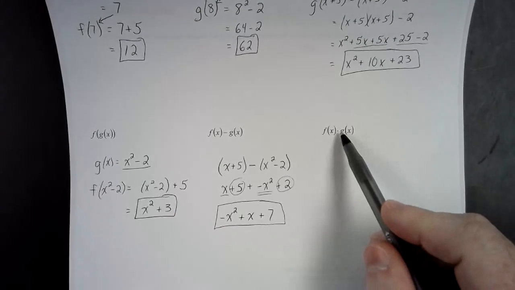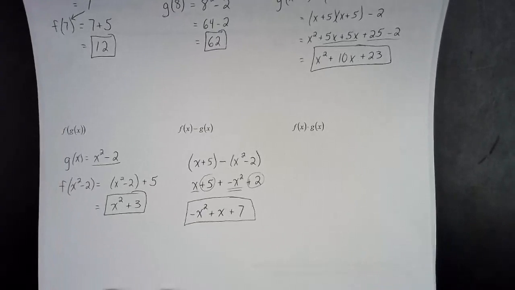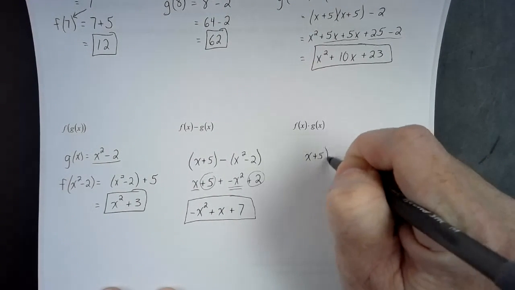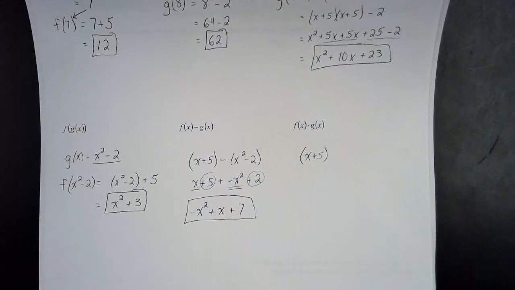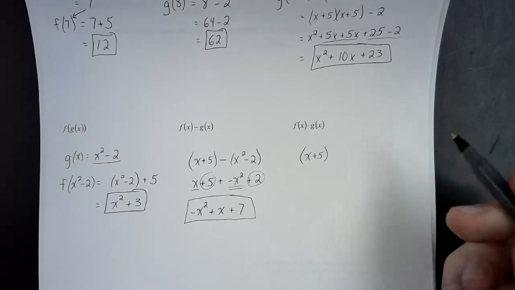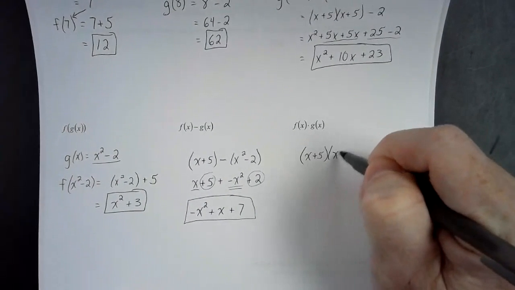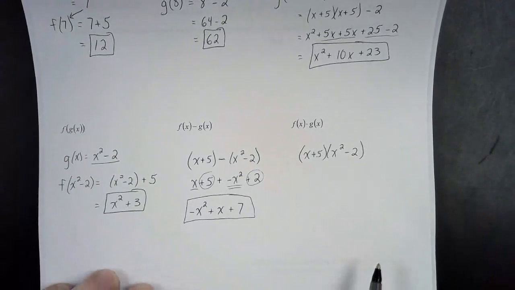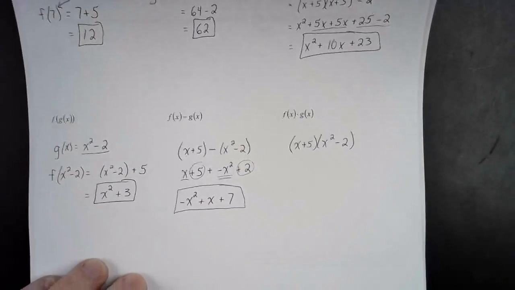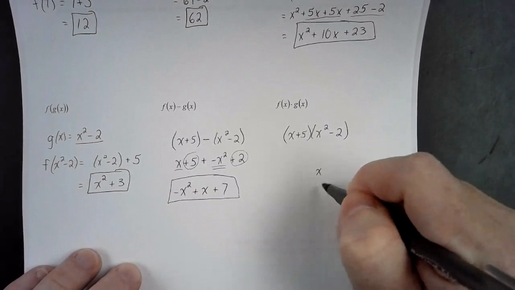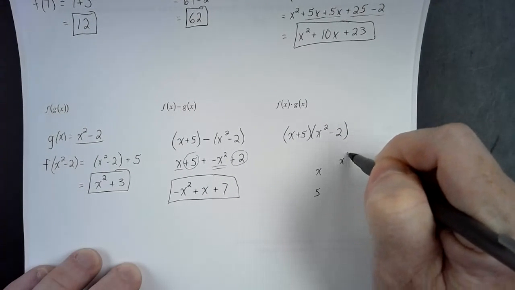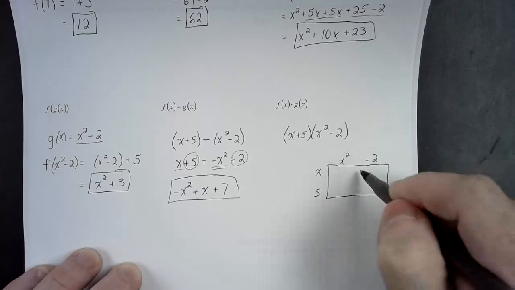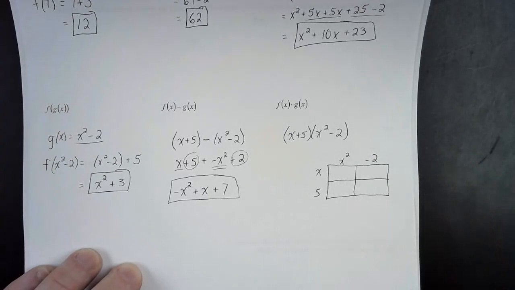You have a dot in the middle. That means multiplication. So f of x, again, is x plus 5 multiplied by g of x. And g of x was x squared minus 2. So you're going to have to do, I'll do the box method on this one. So we have x and 5 and x squared minus 2. Feel free to use FOIL if that's your preferred method.